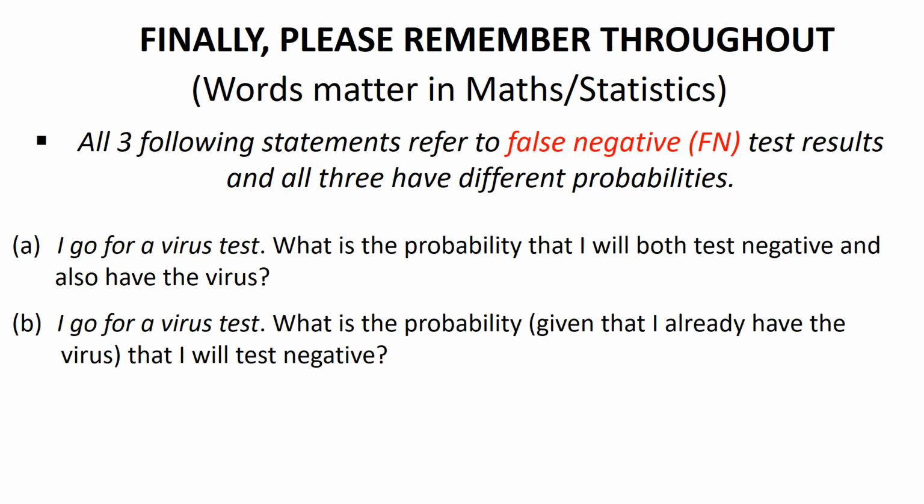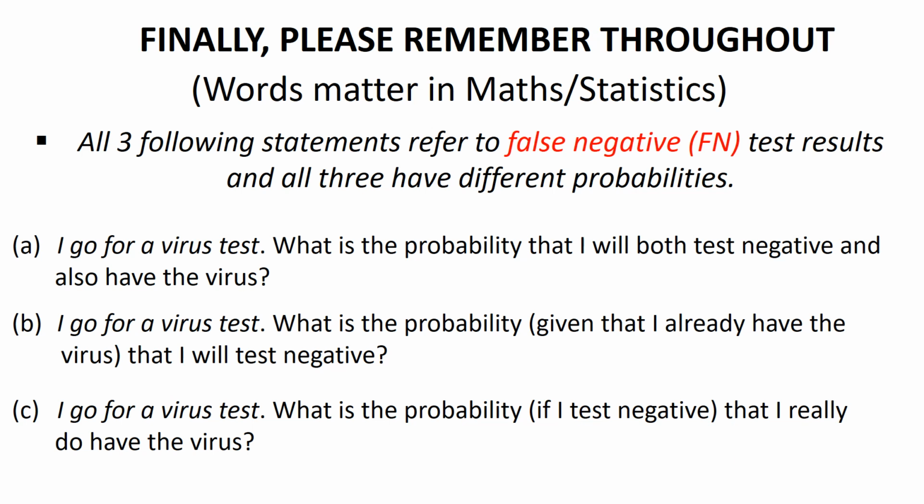Number B says you go for a virus test. What is the probability, given that you already have the virus, that you will test negative? And as we'll see later, that's 1 minus the sensitivity. So what we're saying there is, what's the probability, given that you already have the virus, that you experience a false negative? And lastly, this is the posterior probability.